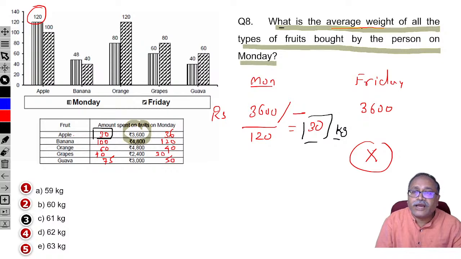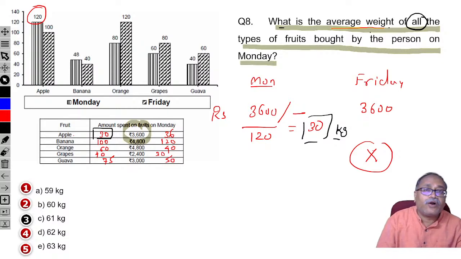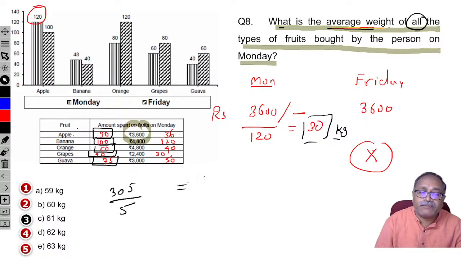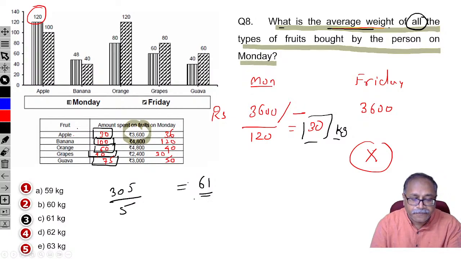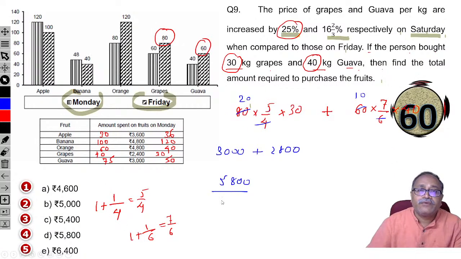So you are asked what is the average weight of all types of fruits bought by the person on Monday. So apple plus banana plus orange plus grape plus guava. I added this all and divided, as it is said, average weight. So when I added, I got 305 divided by 5 fruits, so it comes 61, sir. Now it's clear? Yes, good. So moving to next one, we have done this part.